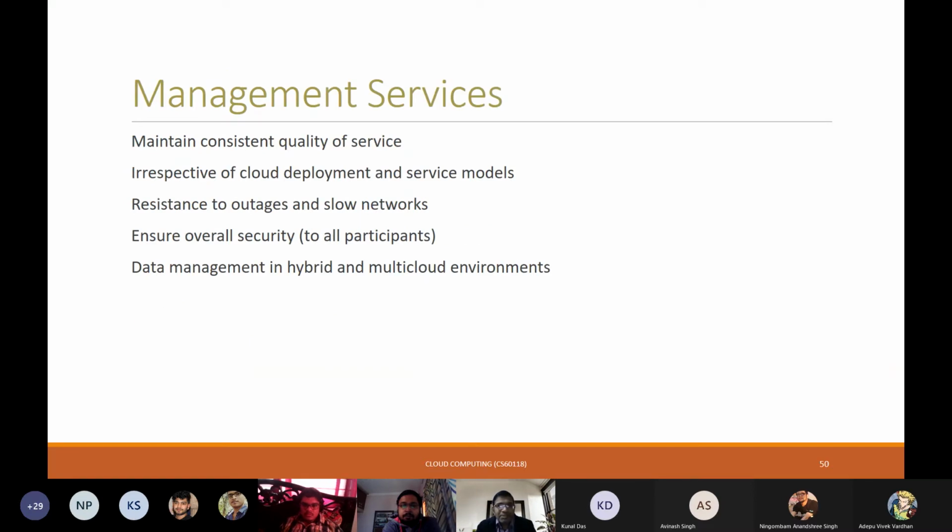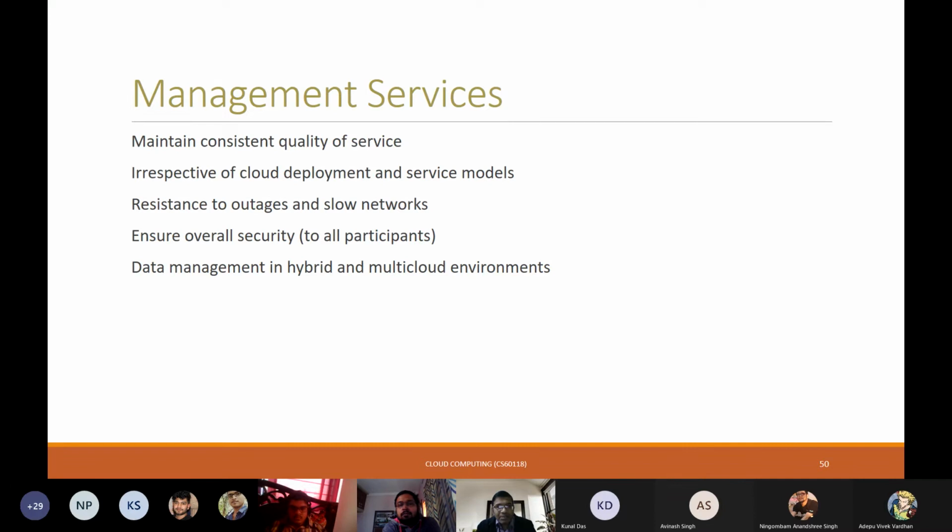Management services maintain consistent quality of service irrespective of the cloud deployment and service models. There is little outage, and obviously there is a dependency on the network, so if the network is slow, that also affects the overall services. It is very important to ensure overall security between all the different users, because if security is not in place, and for certain applications if privacy is also not in place, then all these cloud models are not going to work, because people are not going to use them. So security and privacy are also very important concerns.